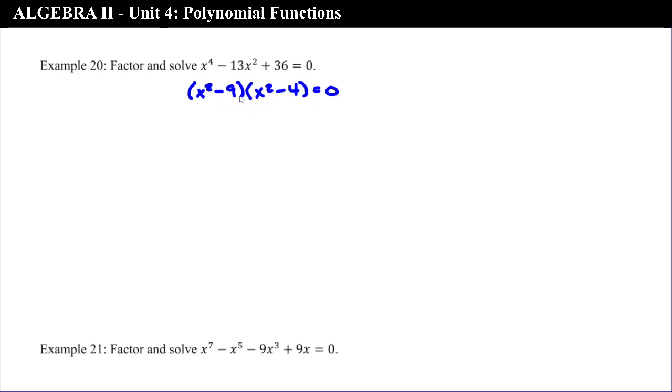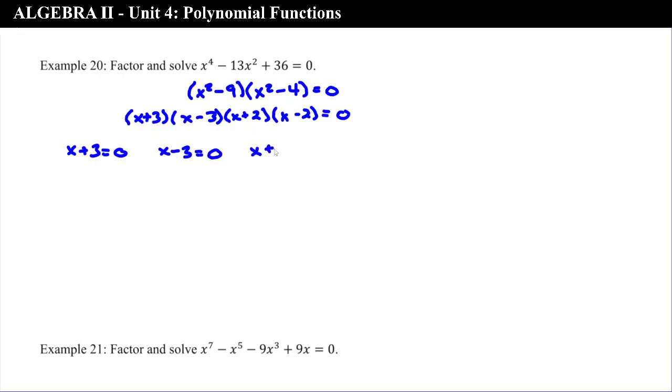Well, can we factor these? Well, we can actually factor both of them. They're both differences of squares, so let's factor the first one. You get x plus 3 times x minus 3. In this one, we get x plus 2 times x minus 2. And now we've done all the factoring we can. We're going to set each piece equal to 0. X plus 3 equals 0. X minus 3 equals 0. X plus 2 equals 0. And x minus 2 equals 0.